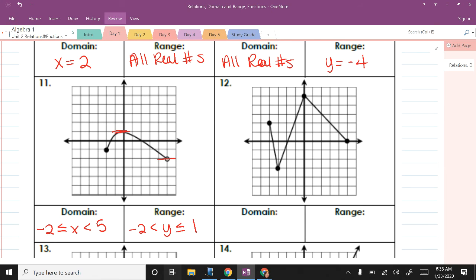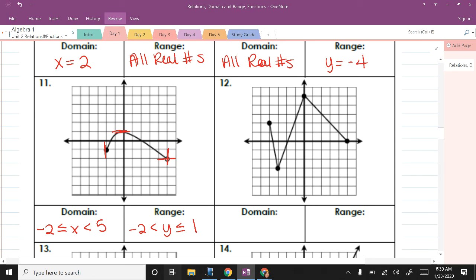So the x values went from here to here, and the y values went from here to here. This was an open circle, so we don't include those numbers. Does that make sense? Just takes practice, my friends. All right, on number 12, are all those dots solid? Okay, that makes it easier. So we're going to use or equal to's.